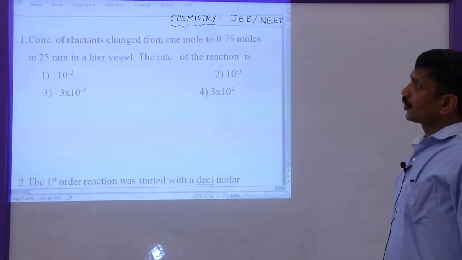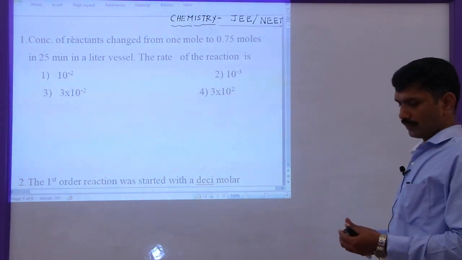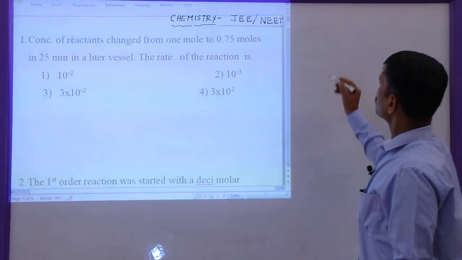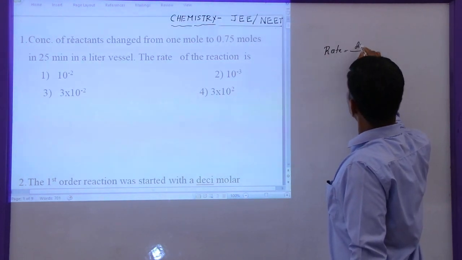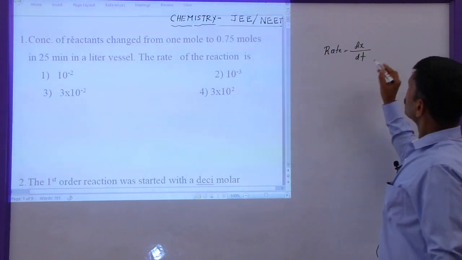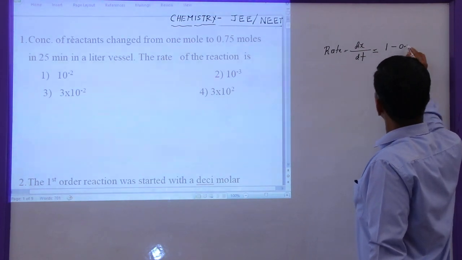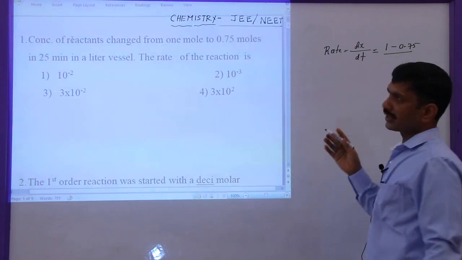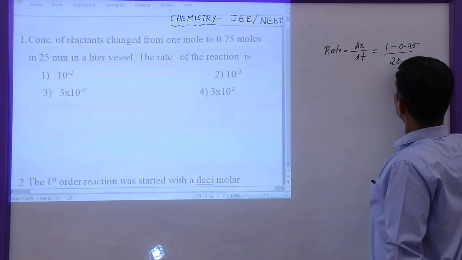Yes. First question: the concentration of a reactant changes from 1 mole to 0.75 mole in 25 minutes in a 1 liter vessel. So, what is the rate of the reaction? Here, rate of the reaction is equal to dx divided by dt. So, what is the change in the concentration? From 1 to 0.75, divided by the time interval of 25 minutes.